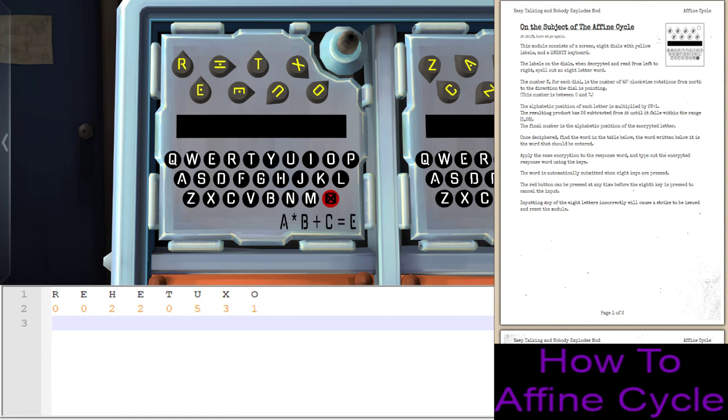Alright, as the expert, what do I do with this? Well, if we glance down here, there are dials for each, the number n for each dial, the number of rotations. The alphabetic position of each letter is multiplied by 2n plus 1. Well, we need to know what 2n plus 1 is. That's what this a times b plus c, 2 times n plus 1, is hinting at.